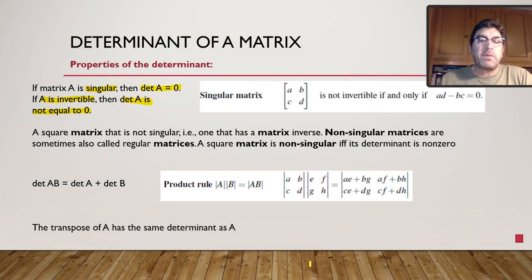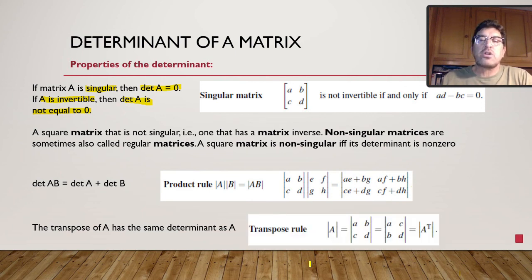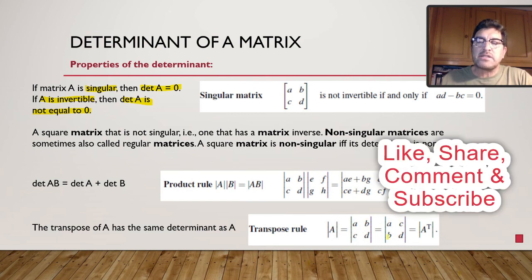And then the transpose of A has the same determinant as the matrix A itself. Now that is almost common sense in a way, because you change your rows and your columns to get to the transpose matrix. So if we look at this, this row became that column, we have AD minus BC. Here we have AD minus BC. So the determinant of A is the same as the determinant of the transpose of A. Okay, that takes care of the concept of the determinant of the matrix.